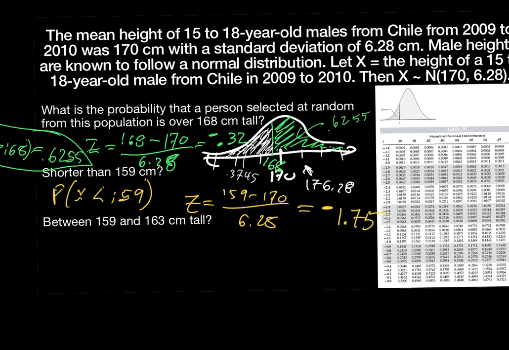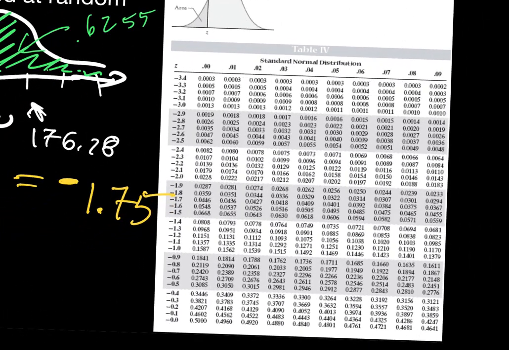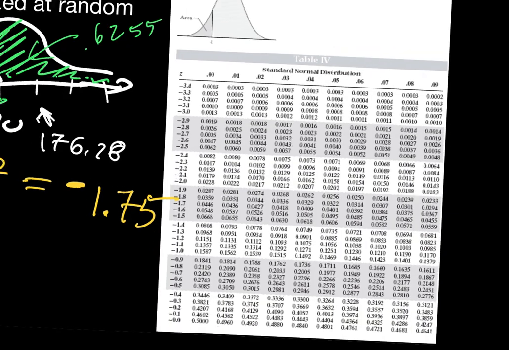Go to my table. The 1.7 row, the 0.05 column, it's right here, 0.0401.